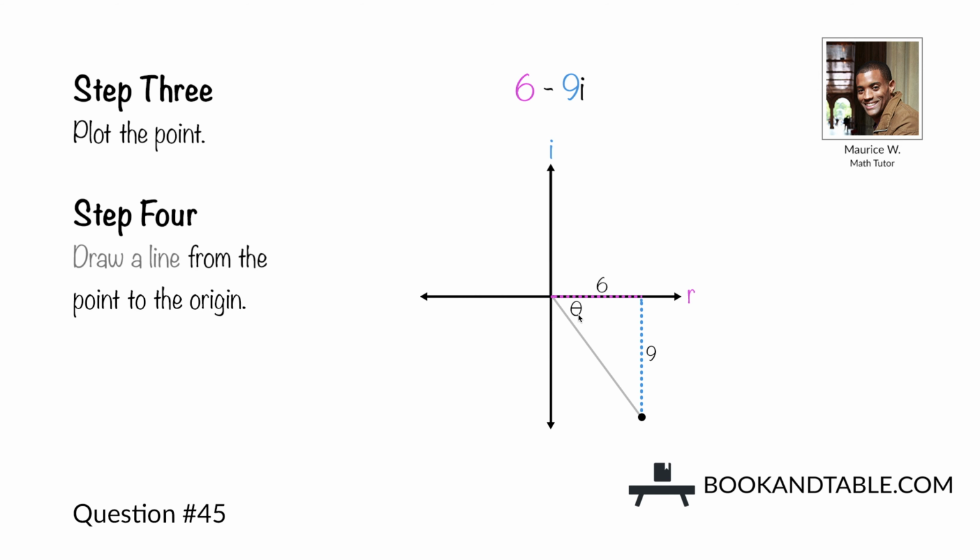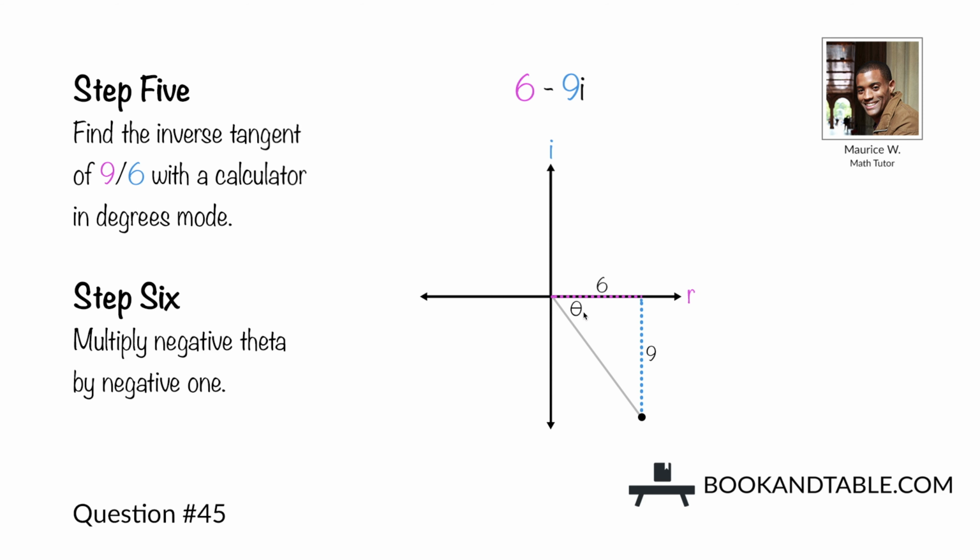And if this is theta, then the adjacent side has a total length of 6 and the opposite side has a total length of 9. So if we want to calculate this angle theta, then we'll need to find the inverse tangent of 9 over 6 in a calculator in degrees mode.